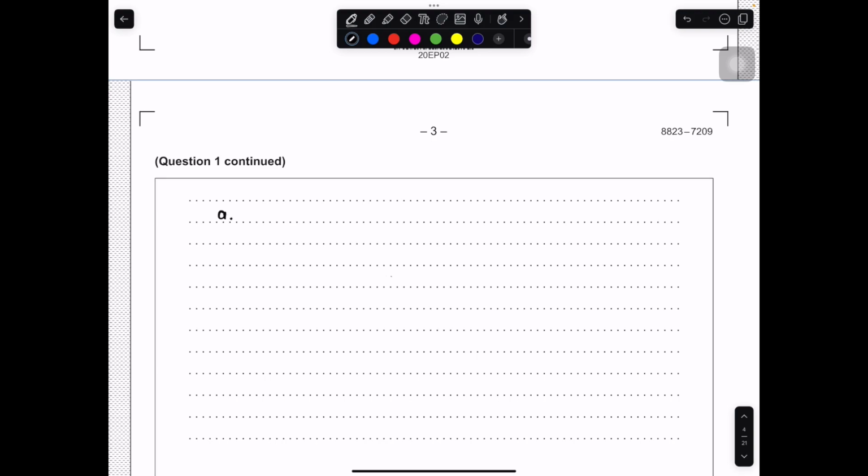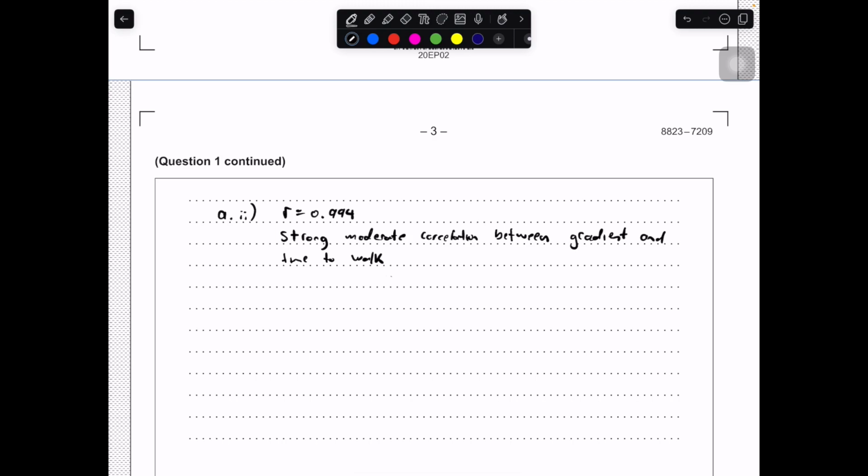So r is equal to 0.994, and this would be what's called a strong positive correlation between the two variables, gradient and time taken to walk 1 kilometer. There we are.